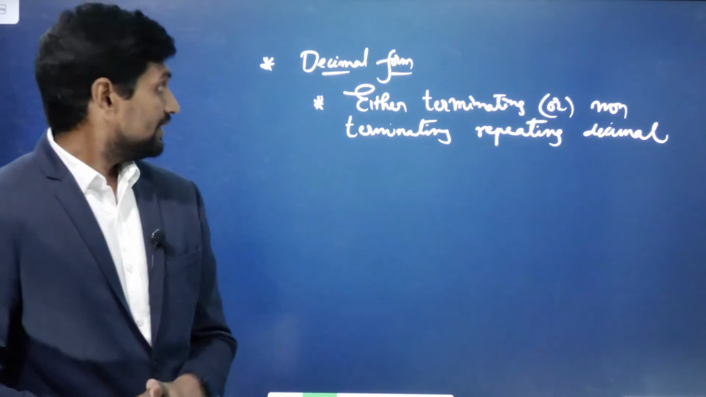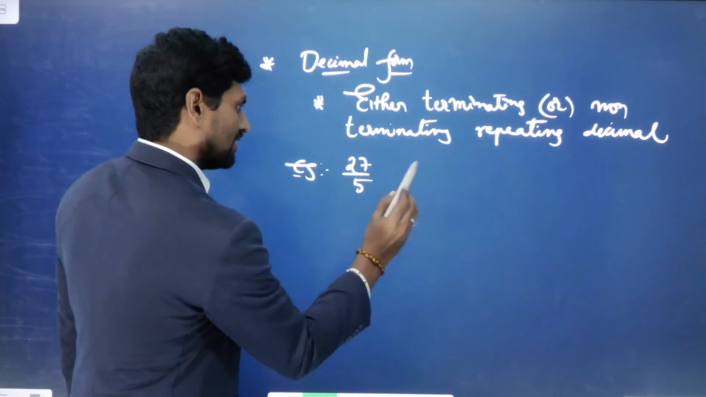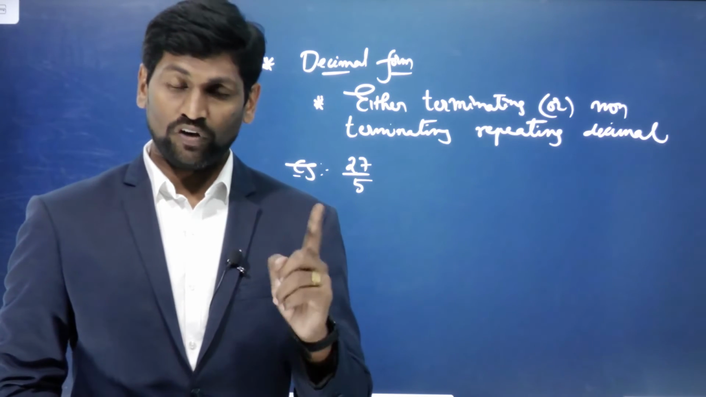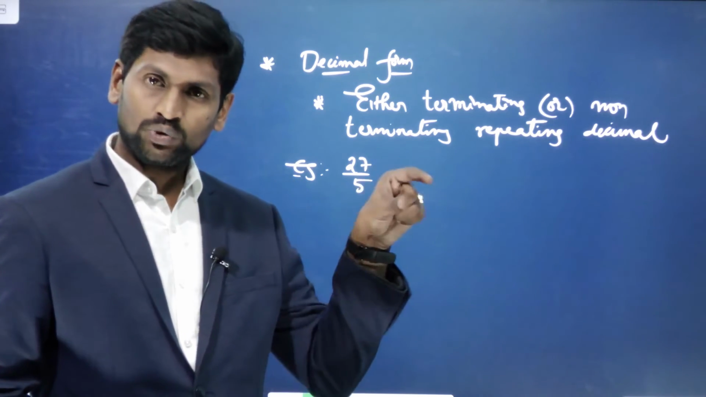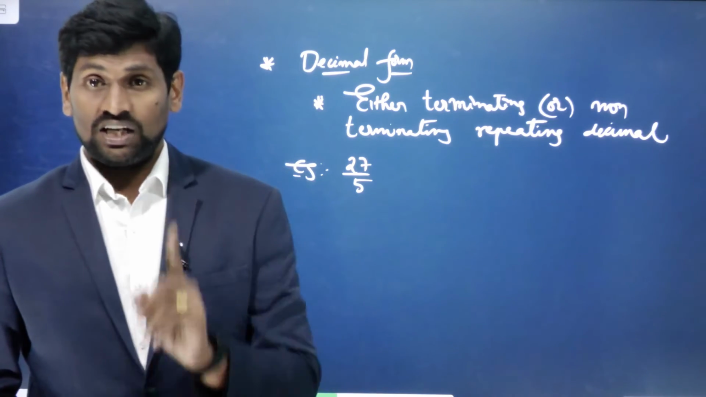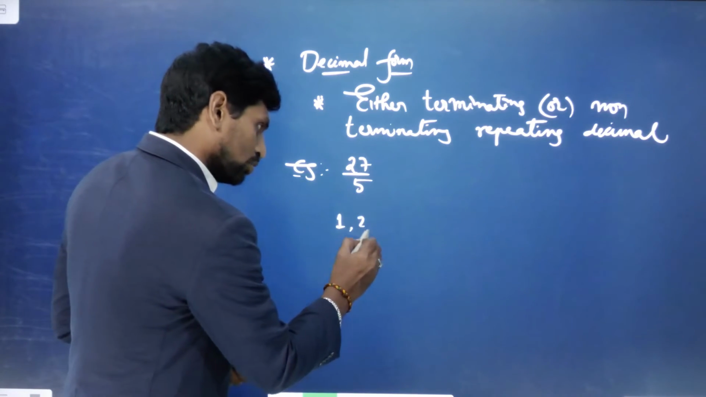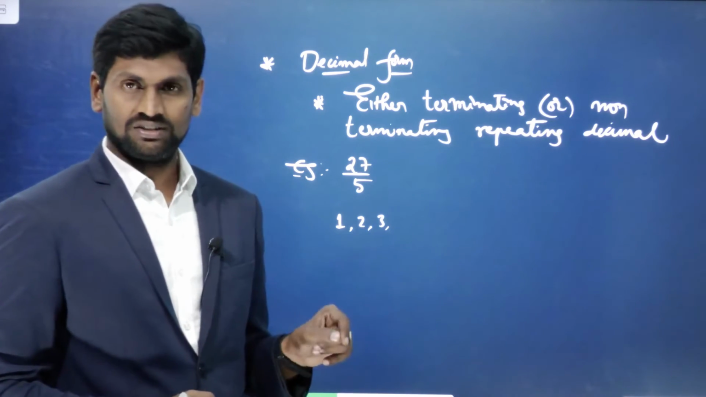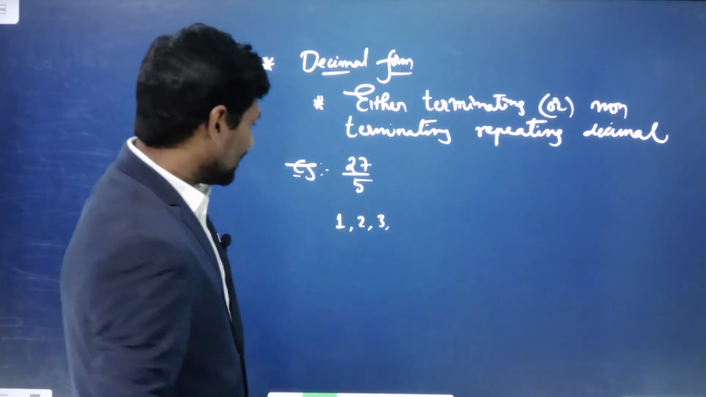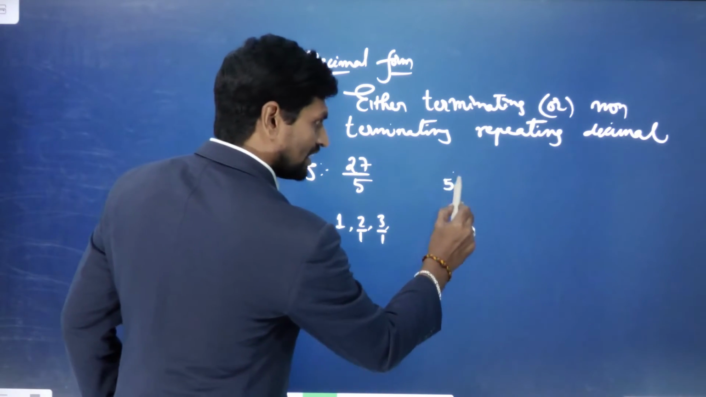Let us take one example for this. For example, I am taking 27 by 5. Yes, it is a rational number, because every integer is also a rational number. 1, 2, 3 are also rational numbers, because 2 we can write as 2 by 1 or 4 by 2. 3 we can write as 3 by 1. 4 we can write as 4 by 1. All integers are rational numbers. Remember it. They can also be expressed in the form of P by Q, but they look like just integers, just having a numerator, but there is a denominator, always 1. Whatever. So 27 by 5, let us do division here.